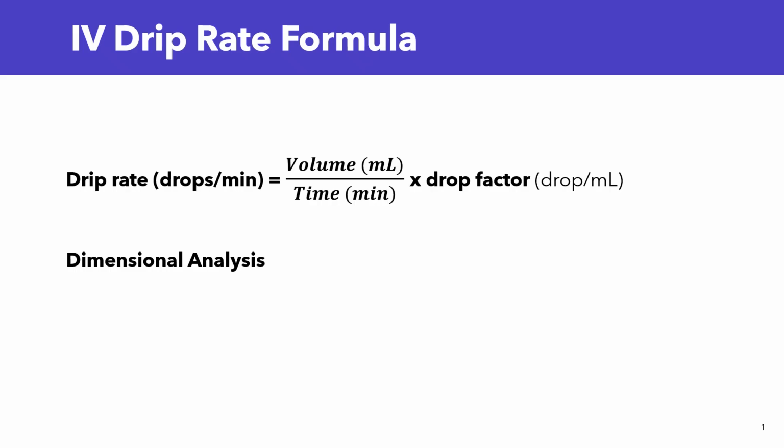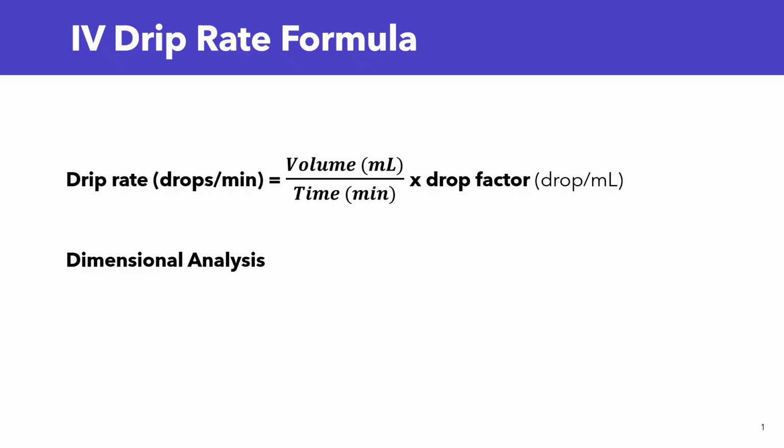So what is the IV drip rate formula? This is the formula to calculate IV drip rate in drops per minute. It's going to be the volume in milliliters times the drop factor in drops per ml divided by time in minutes.